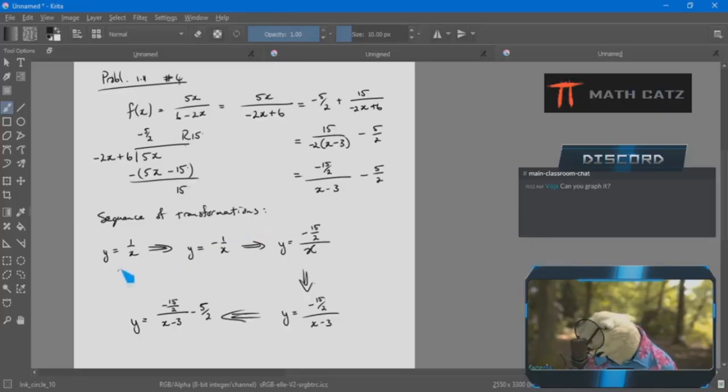You start with your basic one, of course. Boom, boom, weep, weep. That's bad. Very bad example. Be more precise than that, at least. I was trying to be funny. Then we do a vertical reflection here. Then we stretch it vertically here. Then we shift it to the right by 3. There. Then we shift it down by 5 over 2. There.